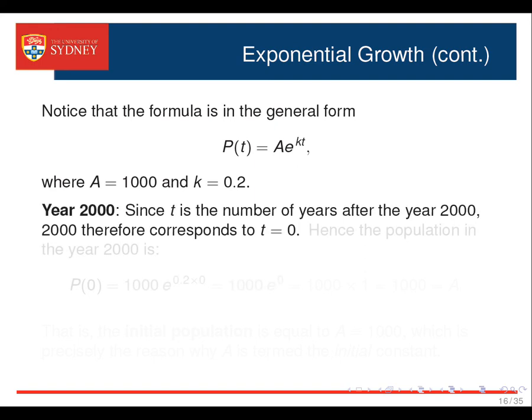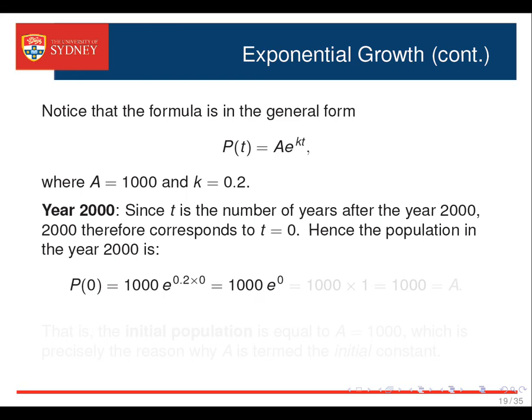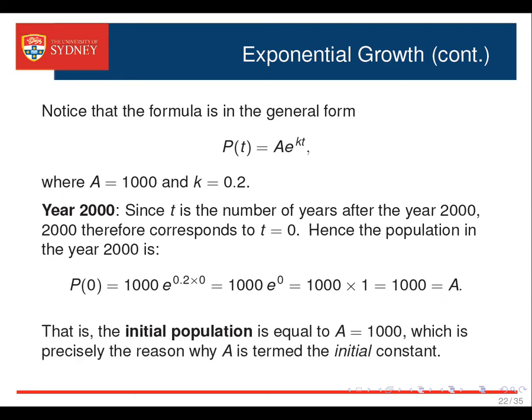Since t is the number of years after the year 2000, the population in 2000 therefore corresponds to t equals 0. Hence the population is given by p of 0. Substituting t to be 0, we get the following. And this simplifies to 1000 times e to the power of 0. Since e to the 0 is 1, this simplifies to just 1000, which you may have noticed is the initial constant a. So the initial population when t equals 0 is simply equal to a, which is the precise reason why a is called the initial constant.